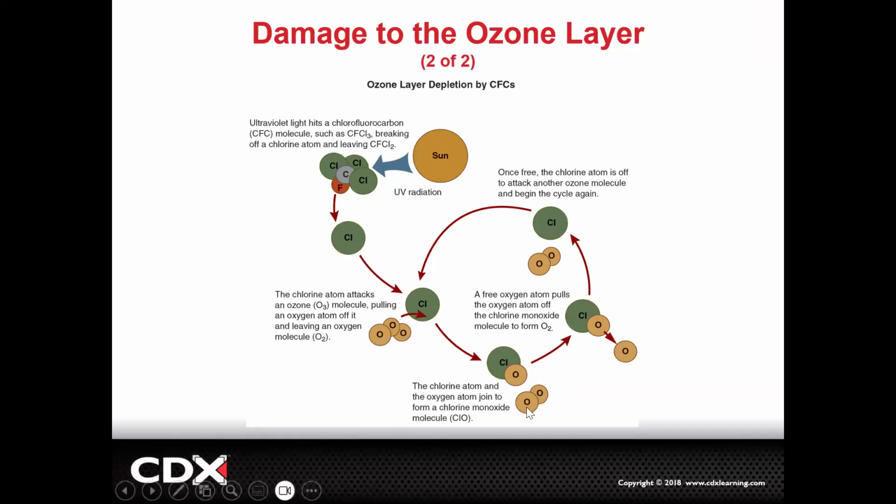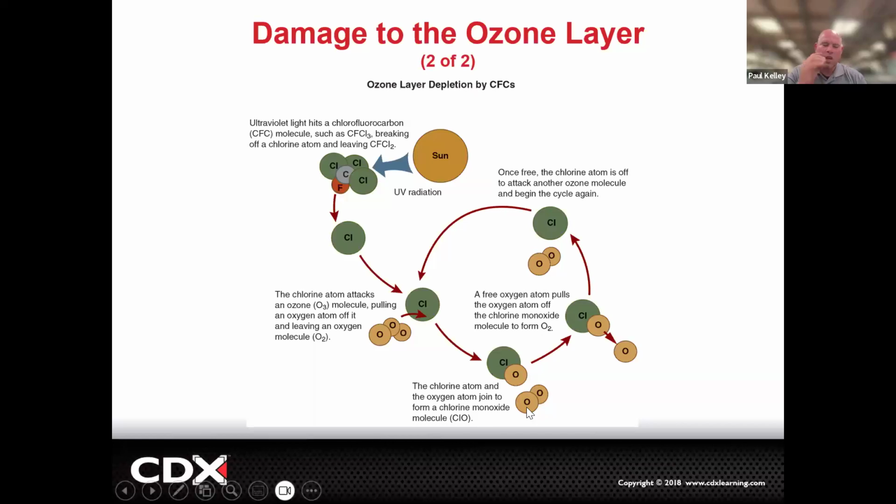Here's your 2 O's. So it was ozone. By the time the chlorine molecule takes one of the oxygens, it becomes O2. That's just oxygen. And then that chlorine and that third oxygen that it pulled off becomes chlorine monoxide. So that chlorine monoxide is a result of the chlorine stealing one of the oxygens. Now, do you understand how your ozone layer starts to be depleted?